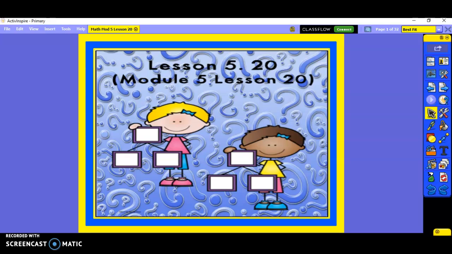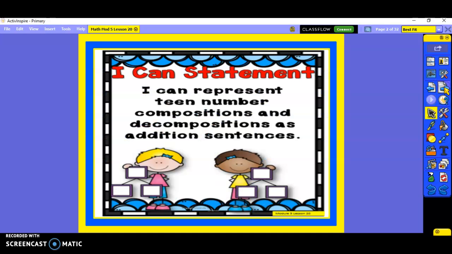Okay, boys and girls, so we are back for math this week. We are going to be continuing our numbers, counting the Say 10 way, all the way to 100. We're also going to be looking at numbers, looking at their parts, and writing addition sentences today. Today our target is I can represent teen number, compositions, and decompositions as addition sentences.